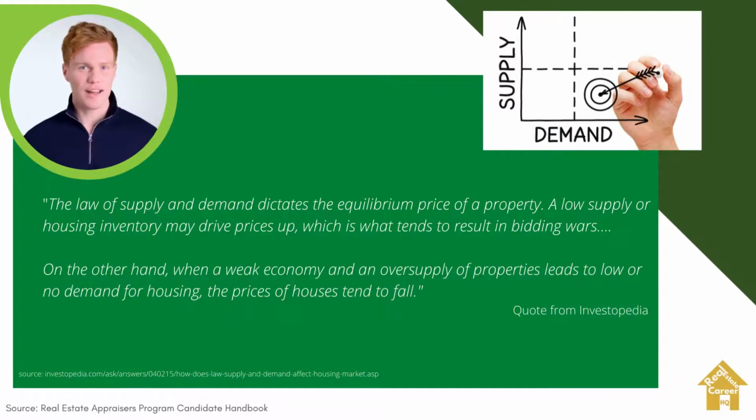The law of supply and demand dictates the equilibrium price of a property. A low supply or housing inventory may drive prices up, which is what tends to result in bidding wars. On the other hand, when a weak economy and an oversupply of properties leads to low or no demand for housing, the prices of houses tend to fall.